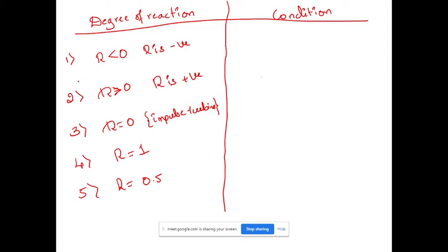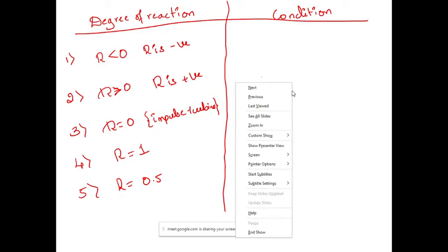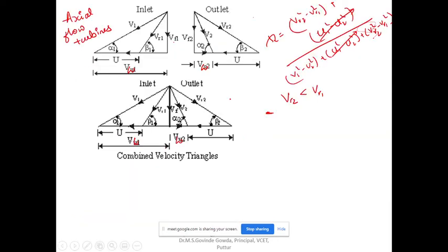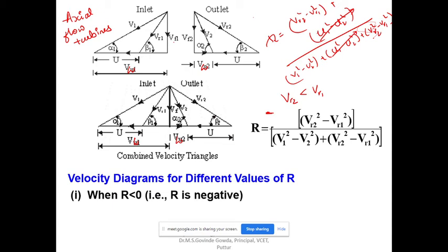Shall I start then? Yes, sir. So I'm just going back. I think you have taken this, and I'm just going back over here. The first one comes here when R is negative.